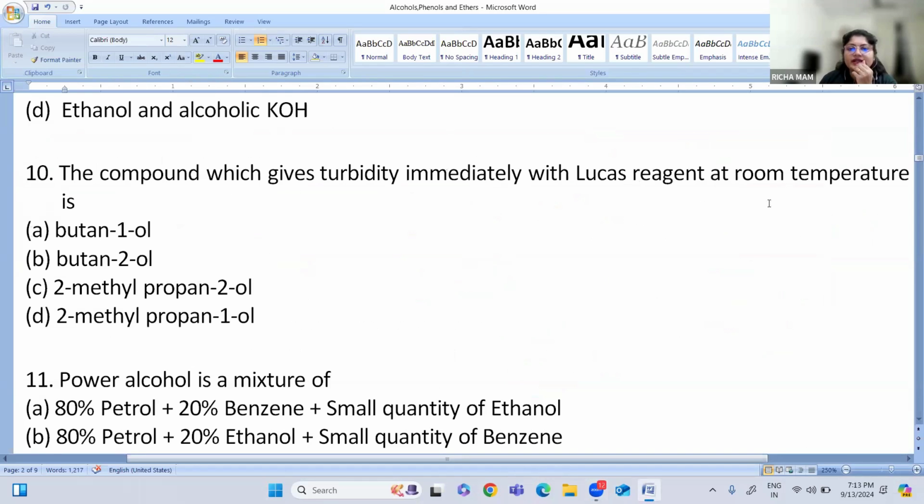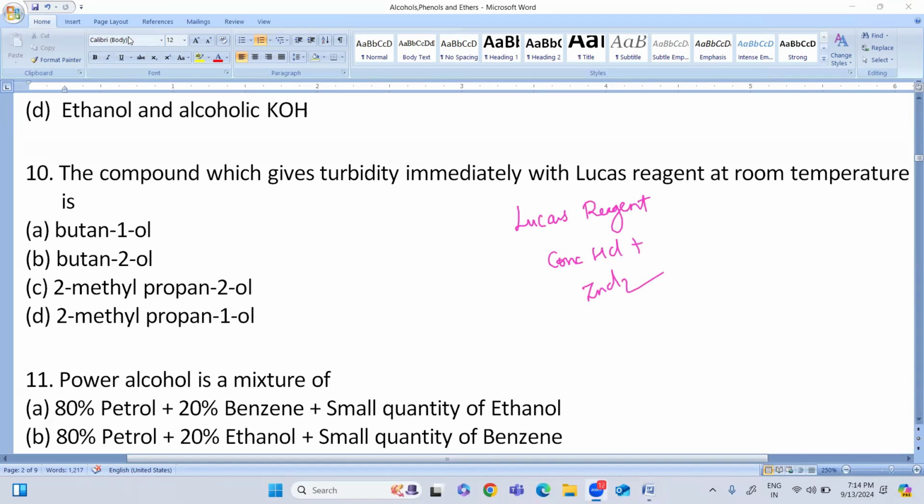The compound which gives turbidity immediately with Lucas reagent at room temperature is. So we know what Lucas reagent is. It is a reagent which consists of concentrated HCl and ZnCl2.